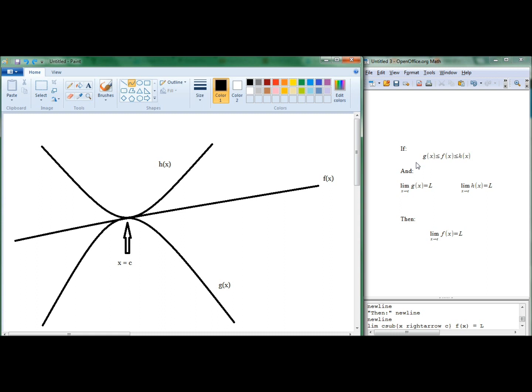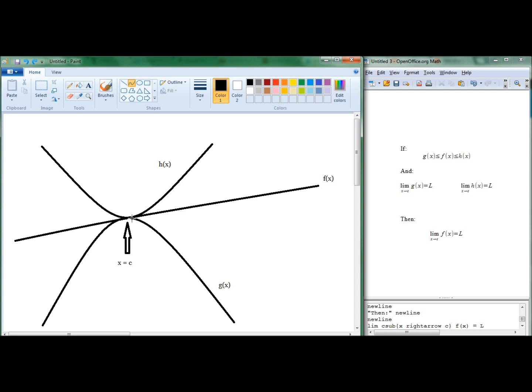So what the squeeze theorem says is that if g of x is always less than or equal to f of x, that seems to be the case, which is always less than or equal to h of x, and the limit as g approaches c is equal to some number L, and the limit as h of x approaches c is also equal to L, then the limit as f approaches c is equal to L.